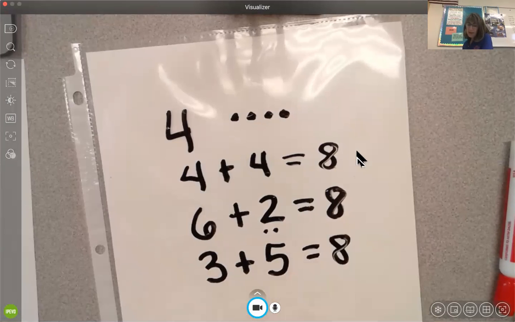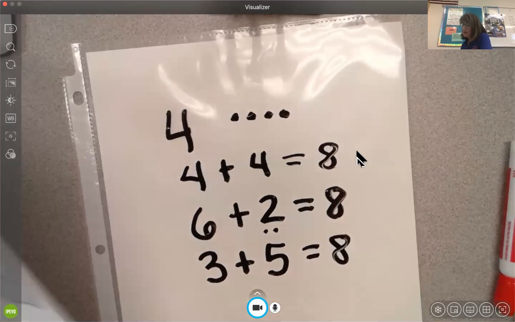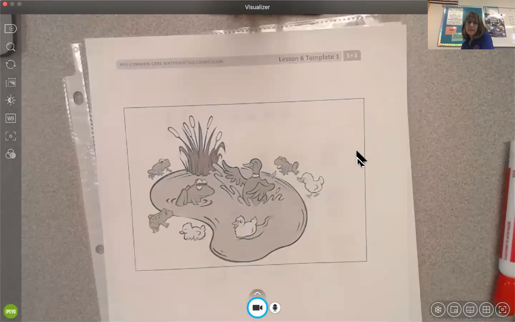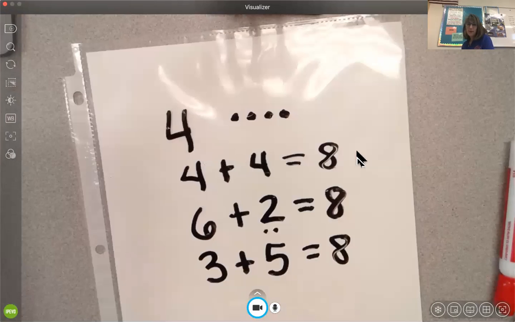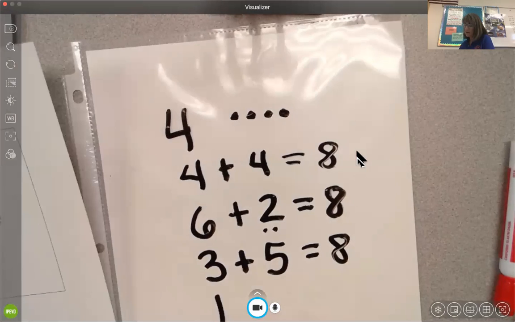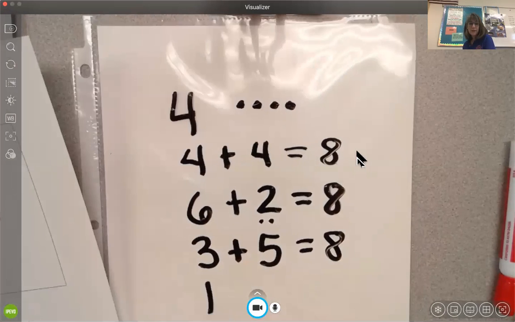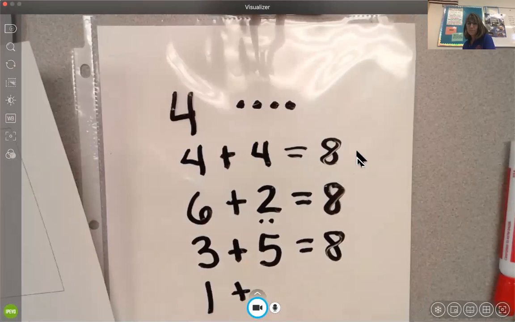How many animals are splashing in the water? Only 1. That's right. So 1 animal is splashing in the water. How many animals are not splashing in the water? All the rest of them. Count them up.